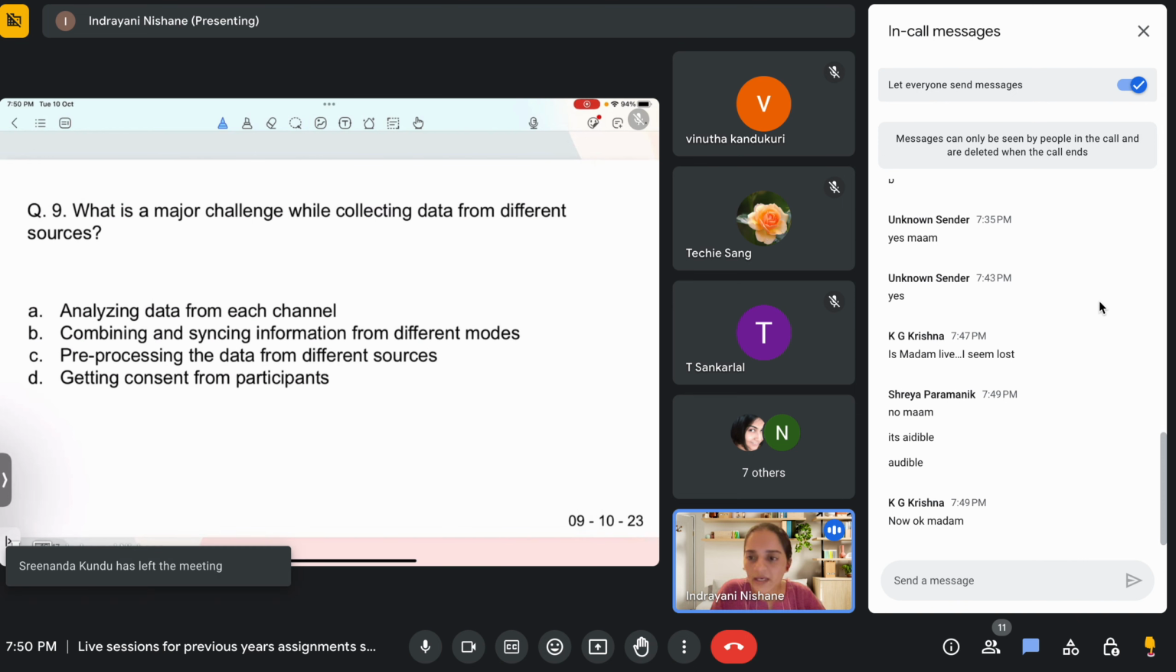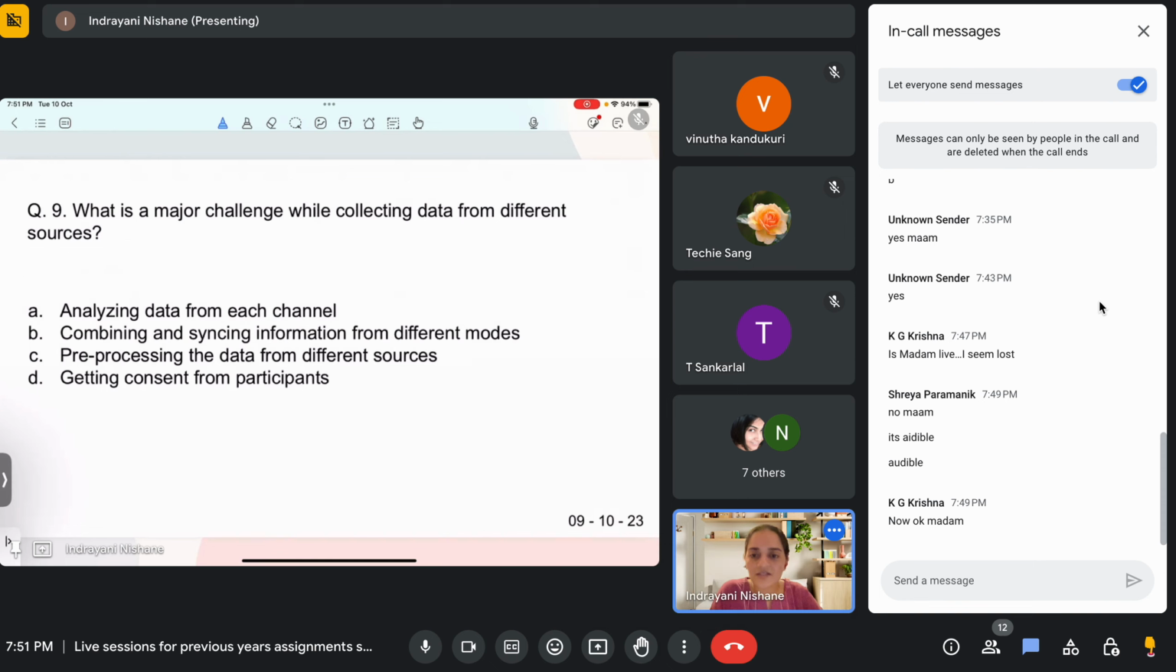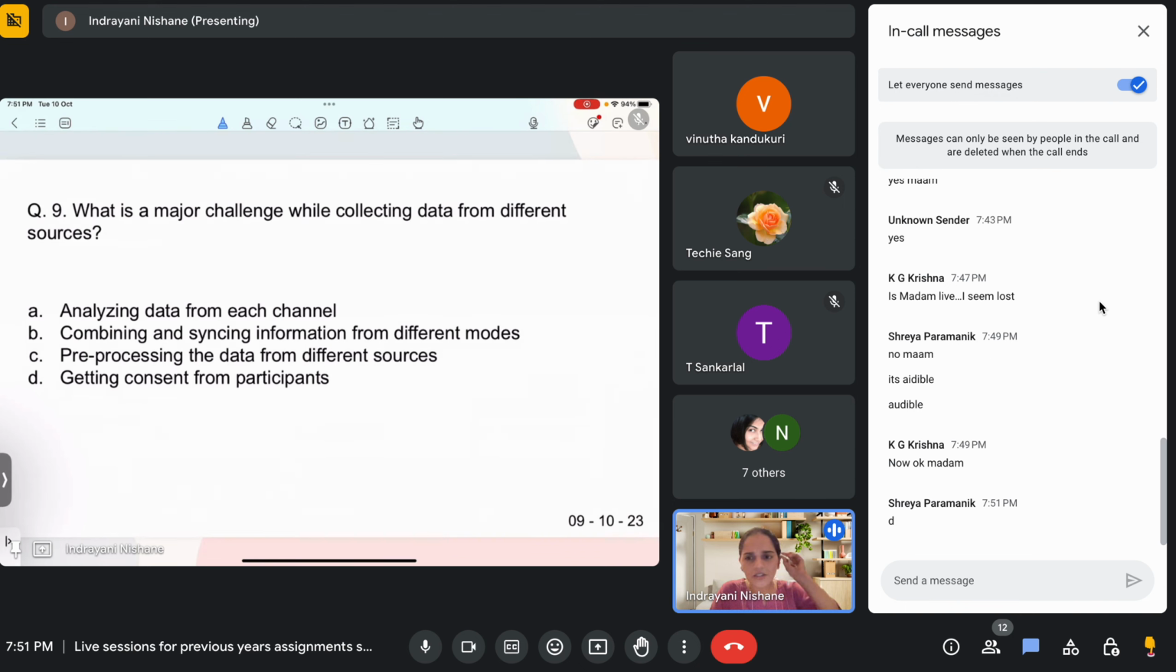Coming to question 9, what is the major challenge while collecting data from different sources? The options are analyzing data from each channel, combining and syncing information from different modes, pre-processing the data from different sources, and getting consent from participants. What do you think would be the correct answer? Yes, combining and syncing information, because every sensor will have its own way of capturing data in raw format.